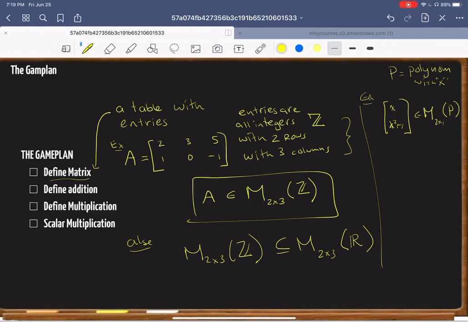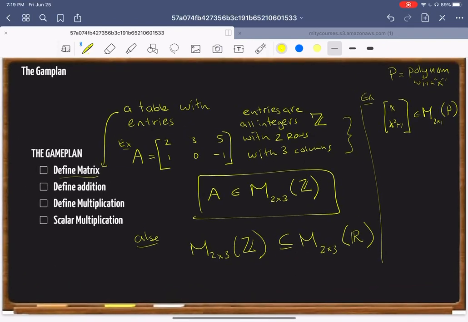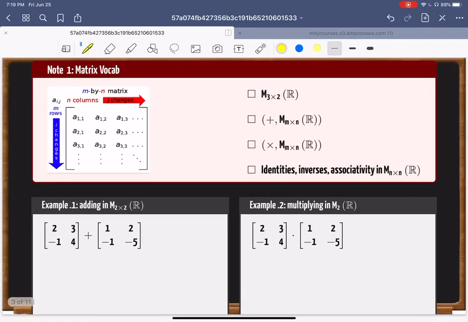Okay, next, we want to learn how to add matrices. This just gives you a summary of what I just said.